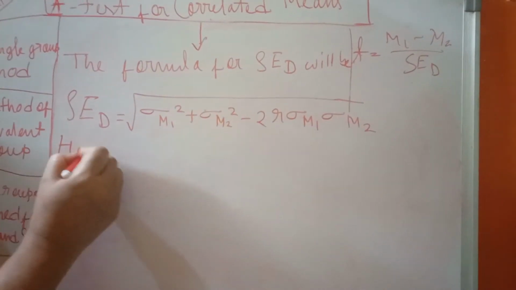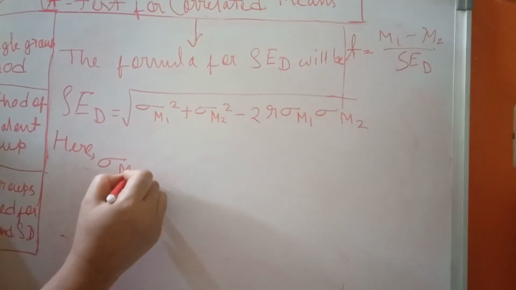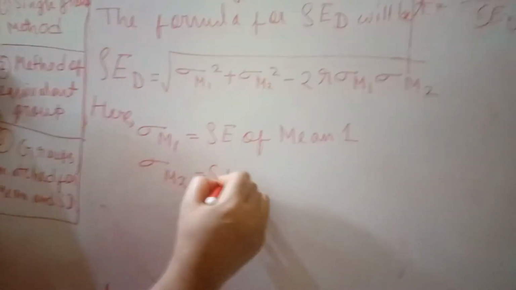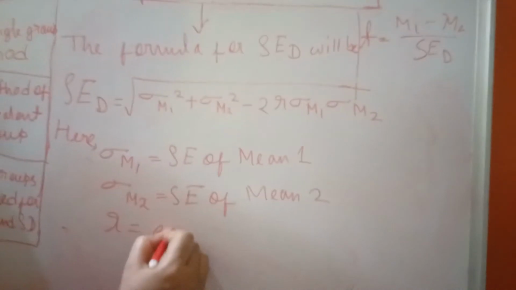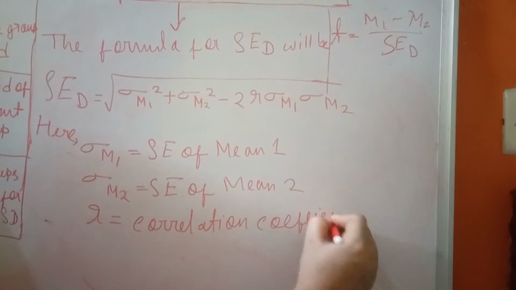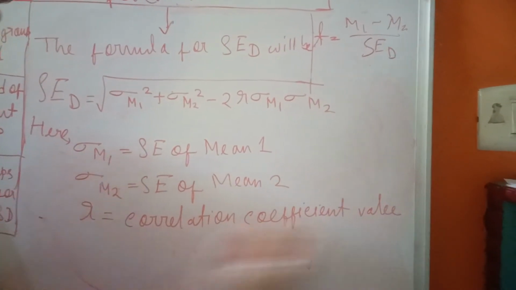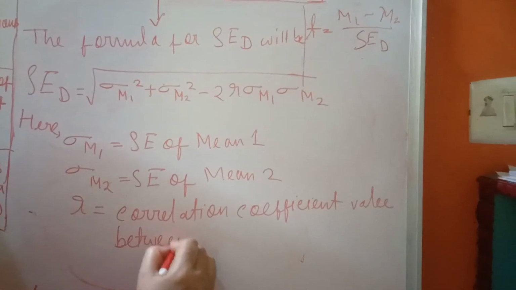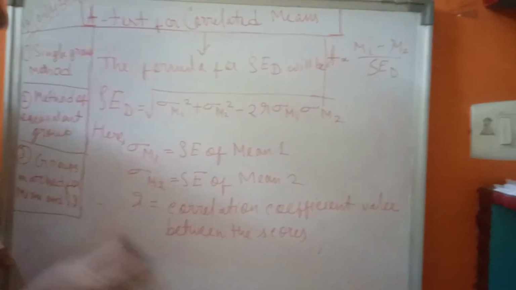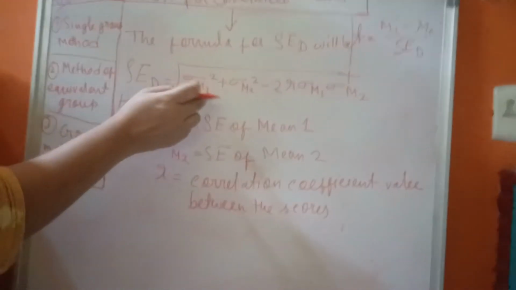Here sigma m1 is the standard error of mean 1, sigma m2 is the standard error of mean 2, and r is the correlation coefficient value between the scores. So these are the things you will get in the formula.